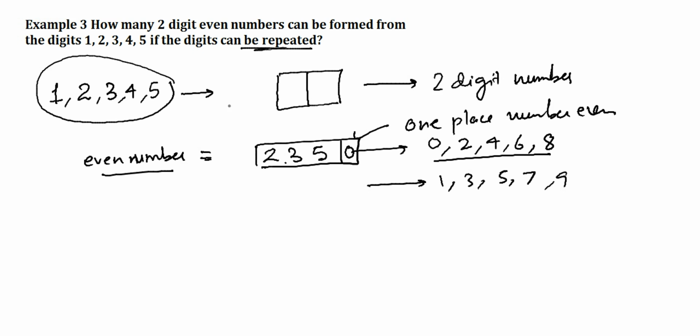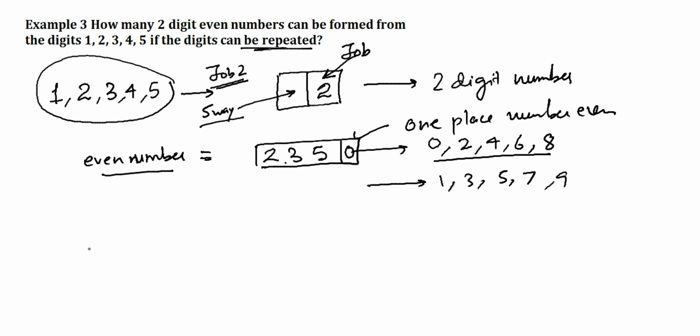Okay, so we have to form even numbers. So first of all, we have to do the job of filling this ones place, and this can be done only in two ways. No doubt about it, because we have only two even digits. And this place can be filled in how many ways? 5 ways. Why? Because we have 5 digits, and 5 digits can be placed here in 5 ways. So this second job can be done in 5 ways.